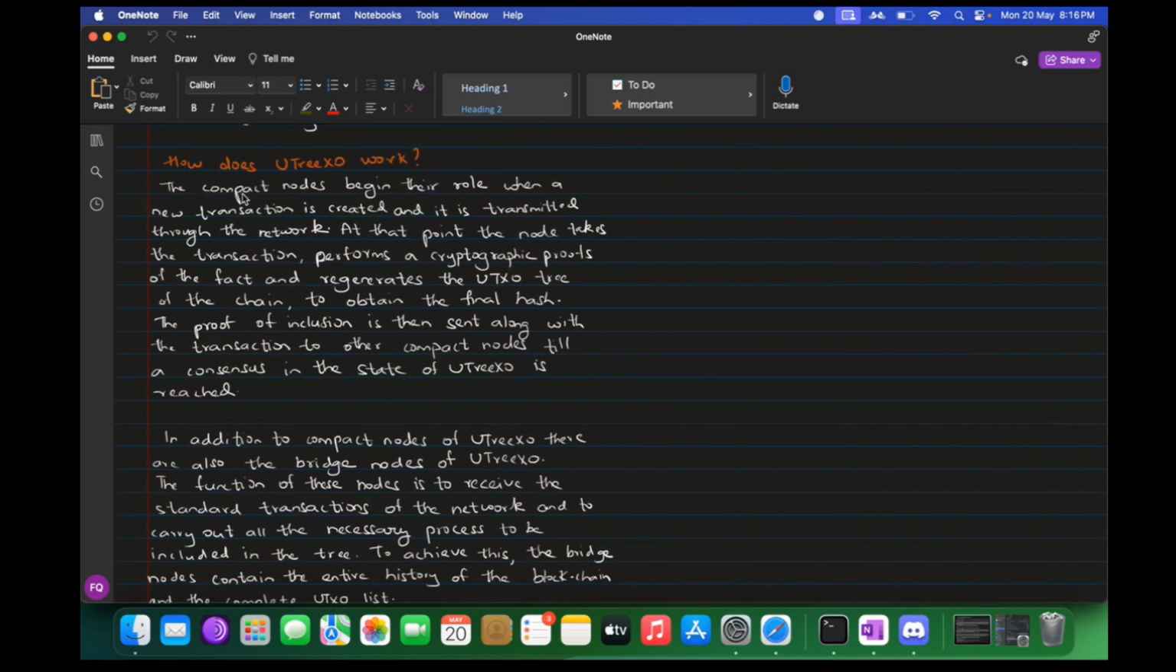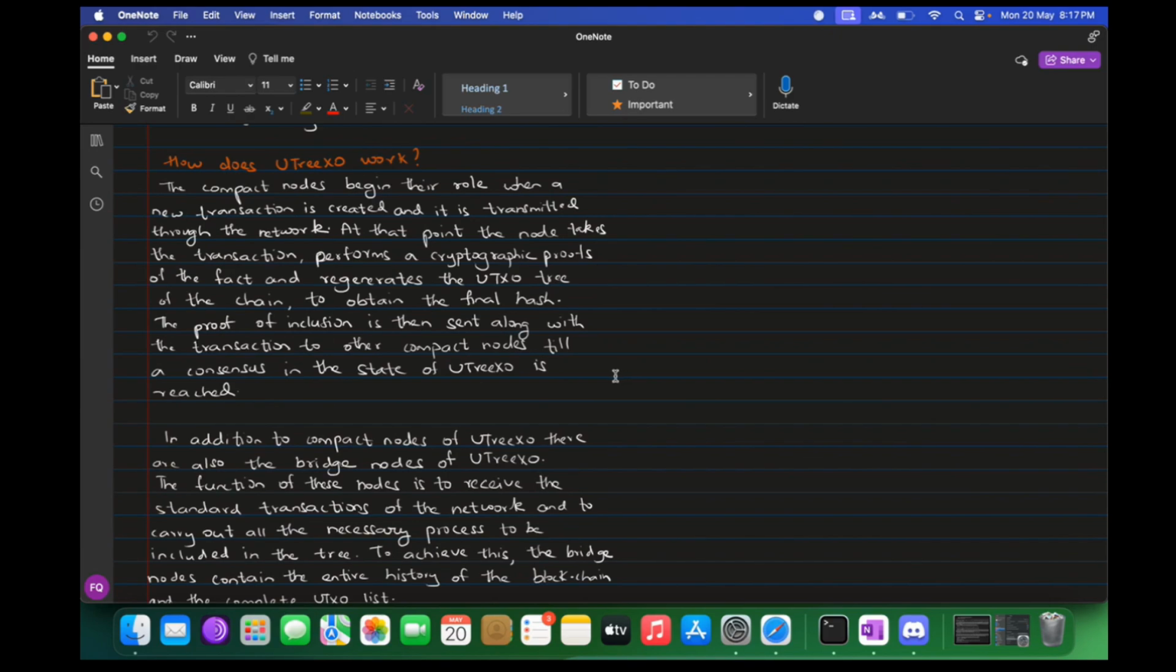The compact nodes begin their role when a new transaction is created and it is transmitted through the network. At that point, the node takes the transaction, performs a cryptographic proof of the fact, and regenerates the UTXO tree of the chain to obtain the final hash. The proof of inclusion is then sent along with the transaction to other compact nodes till a consensus in the state of UTreeXO is reached.